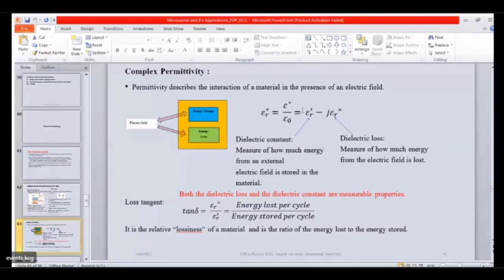And these two properties are measurable, right? They can be quantified. The first part of this complex permittivity is called the dielectric constant, and the second part is the dielectric loss. Dielectric loss is a measure of how much energy from the electric field is lost in the material. Okay, so this part is responsible for dielectric heating, right?